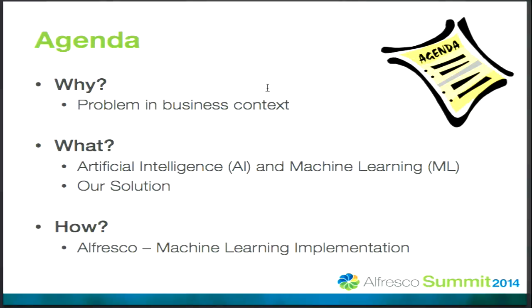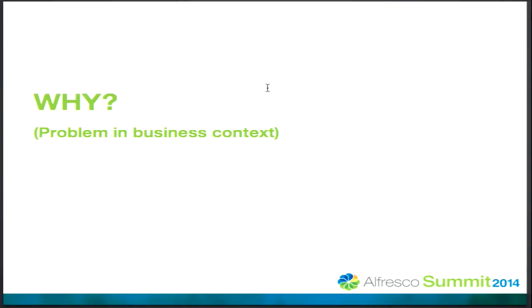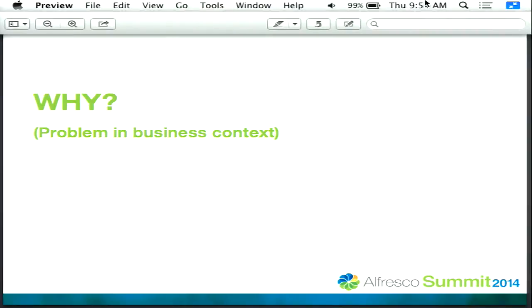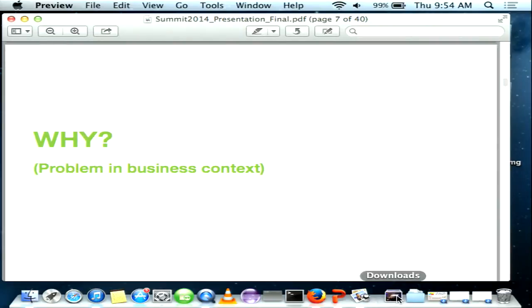And the second one is what is our solution? What are the features we are giving? And there I will give you a brief introduction about artificial intelligence and machine learning as well. And then we will go to the real implementation with the demo on how we have implemented this machine learning Alfresco integration. So why? The problem in business context. So I've got a video for you to show you the actual problem that we are trying to solve.